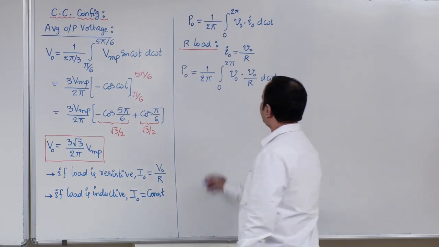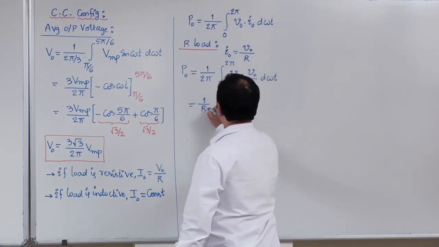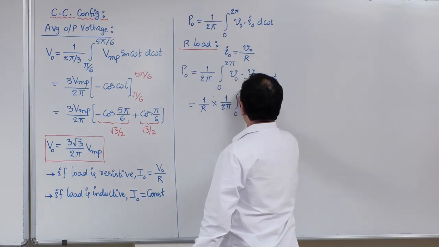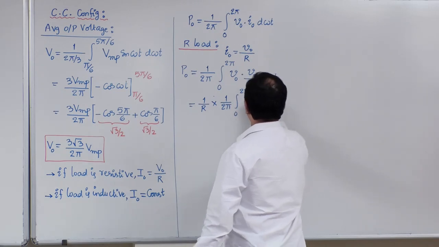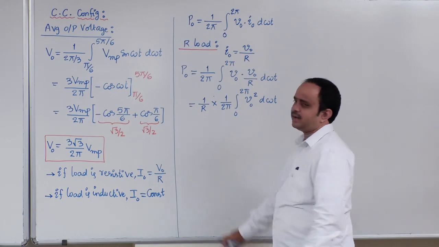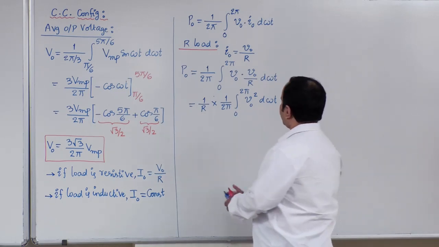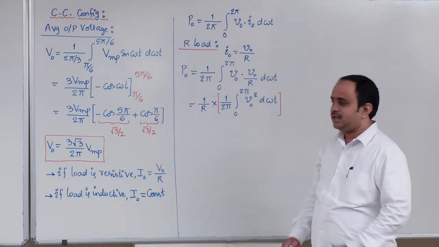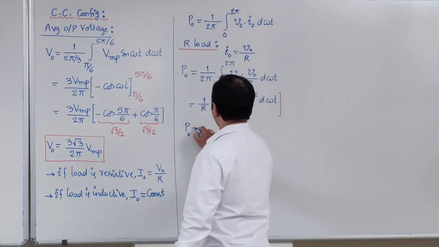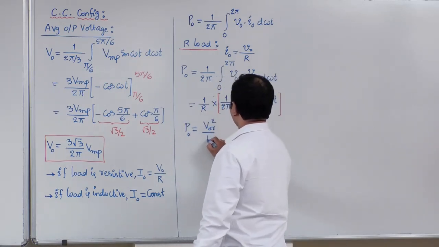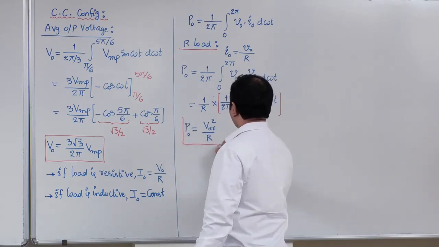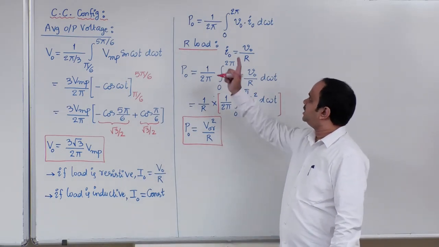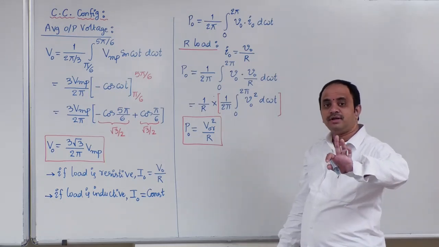Therefore, it will give you 1 by R into 1 by 2 pi integral 0 to 2 pi v naught square d omega t, isn't it? Now, if you observe carefully here, the value inside this red bracket is nothing but V_OR square divided by R. Therefore, we should calculate RMS voltage only for resistive load.